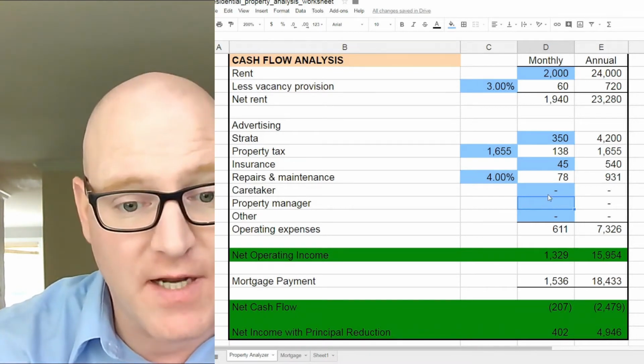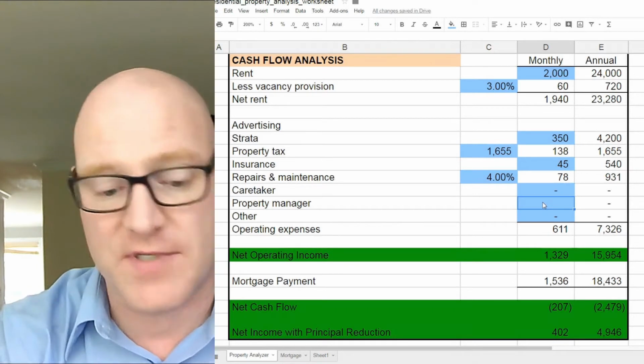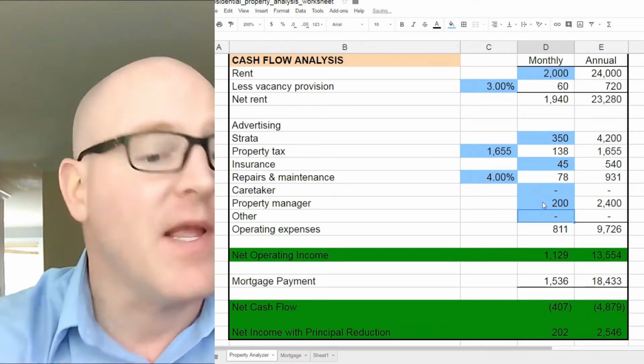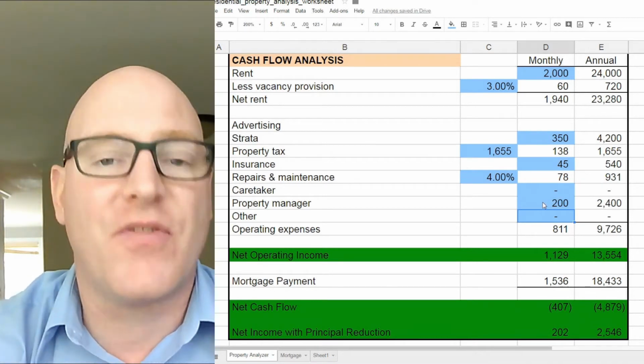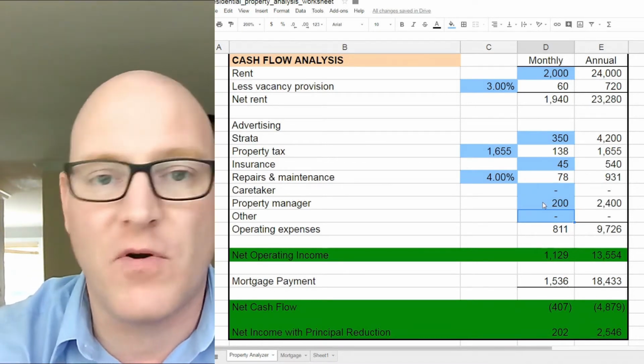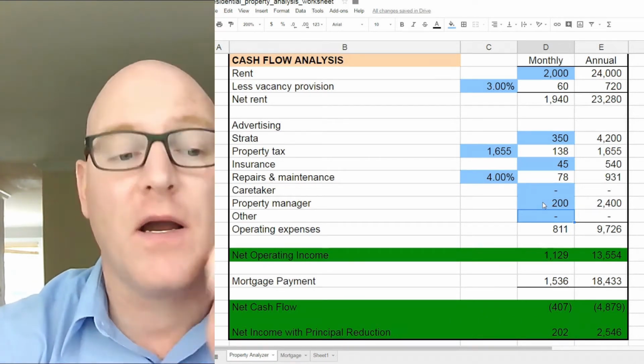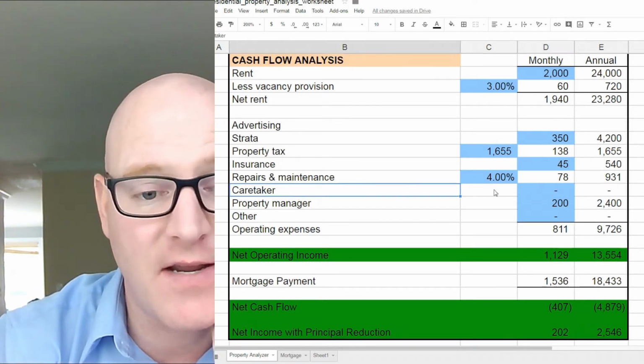For simplification of this video, we will just go with 10%. So from 2,000, 10% would be 200, calculates it up. And then there's a spot for other expenses, because every property will be unique and may have other expenses that occur. So now we also have caretaker here.